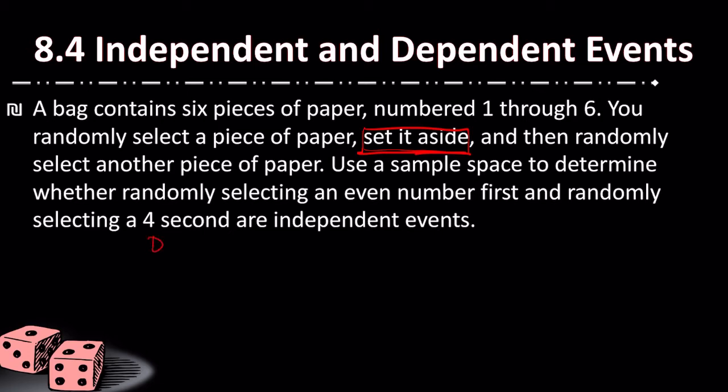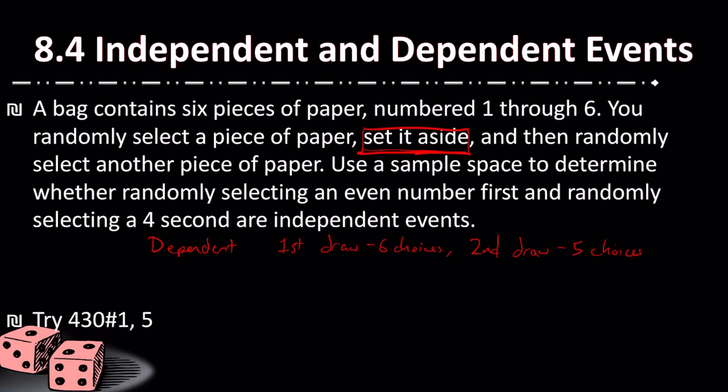Well, this time it is dependent. The first draw has 6 choices. The second draw only has 5 choices because you set the first paper aside and it did not get put back in the bag. So when some of the choices are removed, it's definitely a dependent event.